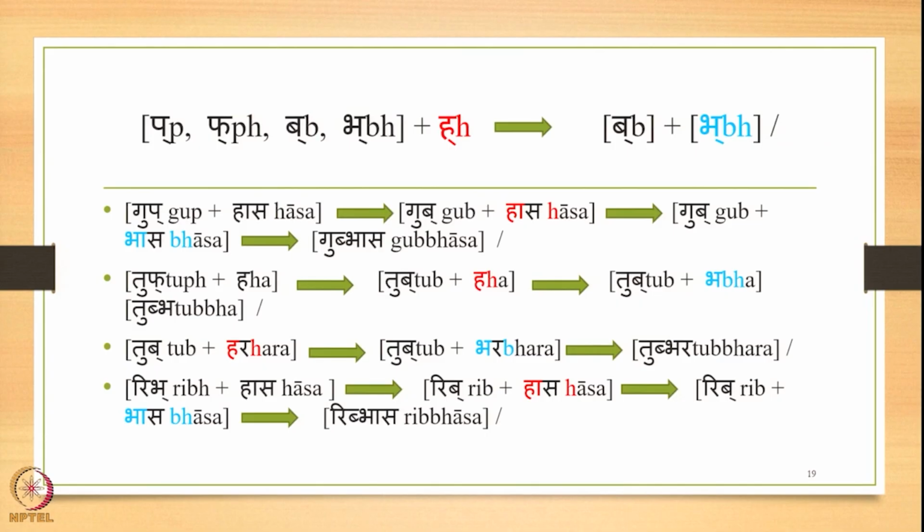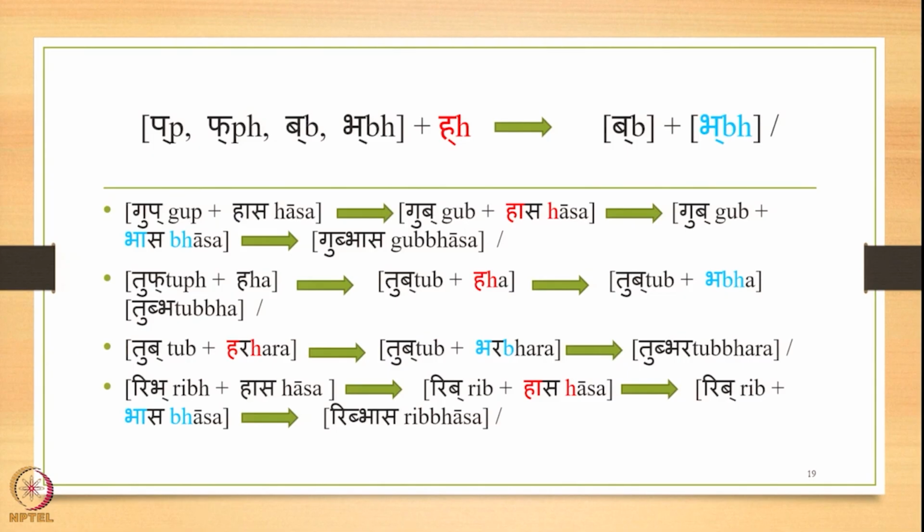Lastly, we have pa pha ba bha plus ha as the input, and the output generated is ba plus bha optionally. So optionally we will also have ba plus ha as the output generated.